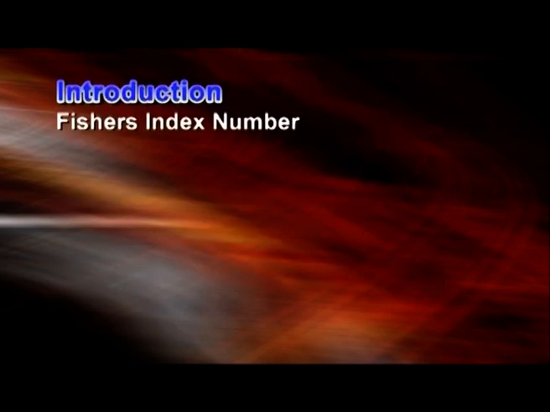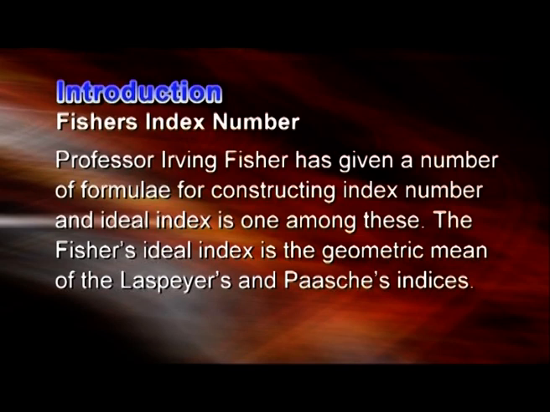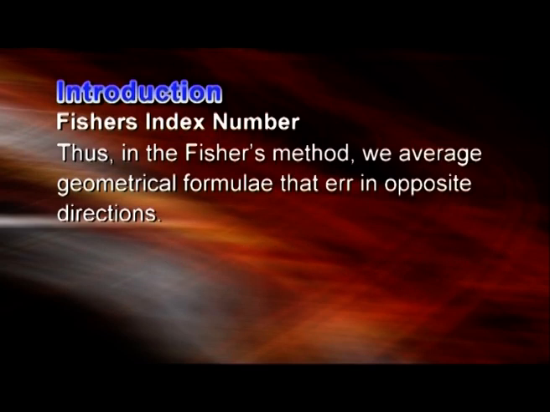Introduction. Professor Irving Fisher has given a number of formulae for constructing index numbers, and the ideal index is one among these. The Fisher's ideal index is a geometric mean of the Laspeyres and Paasche's indices. Thus, in Fisher's method, we average geometrical formulae that are in opposite directions.